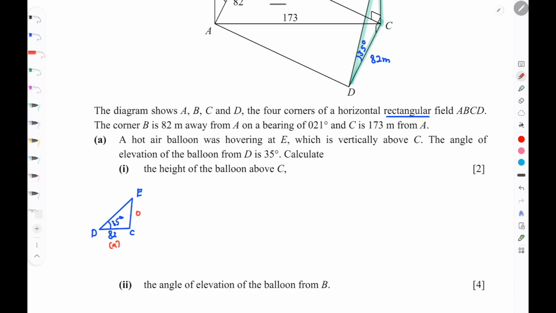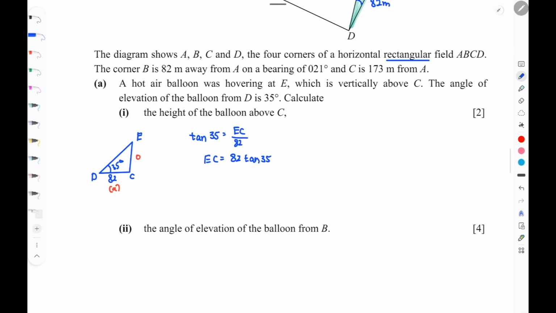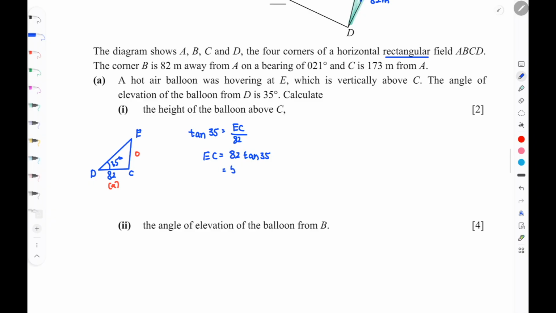I have my adjacent. So I can use tangent 35 equals EC over 82. I make EC my subject, maybe 82 tangent 35, which equals 57.417. Okay, and I round off, I get 57.4 meters. Okay, it says 3 SF.